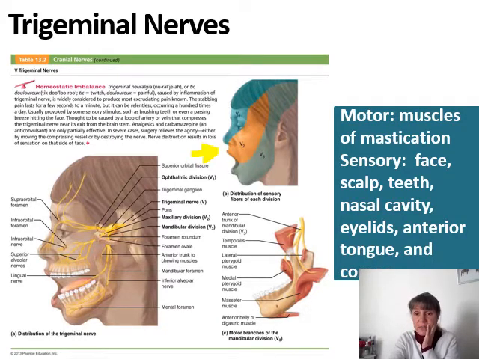And the cornea, which is, by the way, since a lot of you haven't learned this portion yet, the cornea is the clear part over the colored portion of your eye. The white part is the sclera.